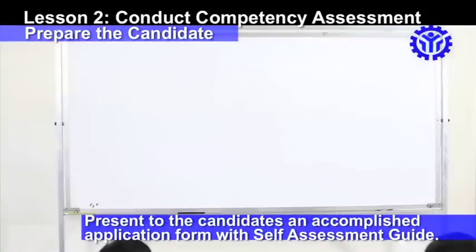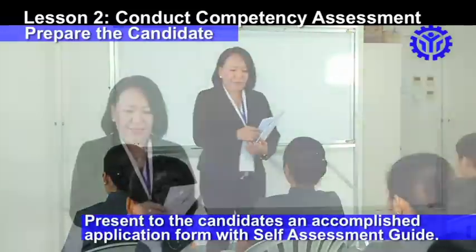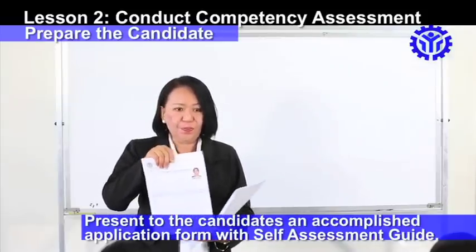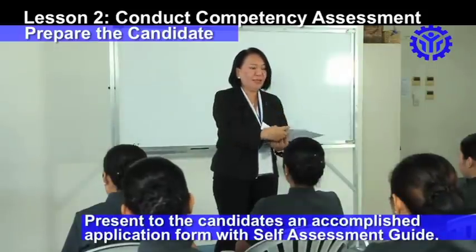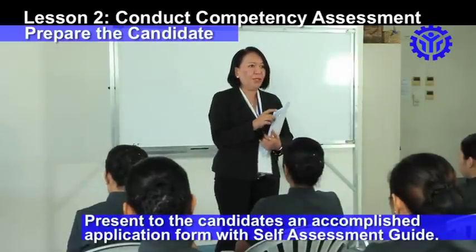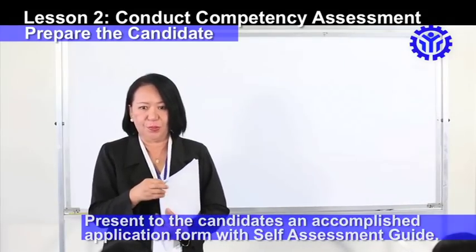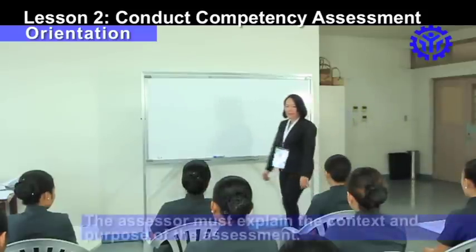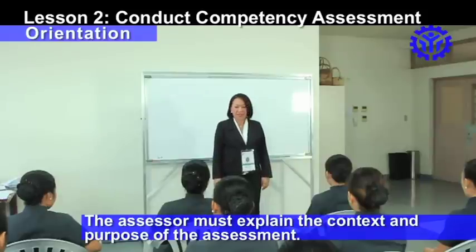Present to the candidates an accomplished application form with self-assessment guide and explain its significance. I have here with me your accomplished application form and self-assessment guide. This is an indication that you know and can perform all the unit of competency enumerated for housekeeping NC2. Conduct orientation to the candidates. The assessor must explain the context and purpose of the assessment.